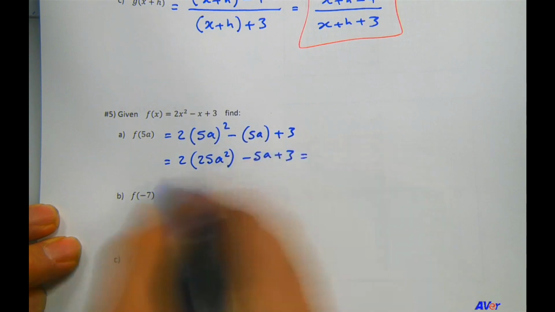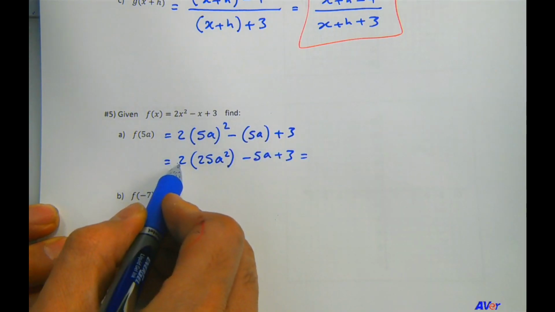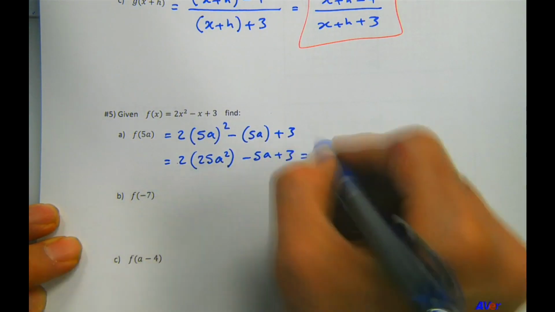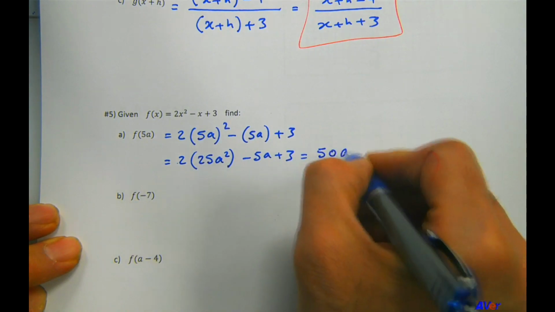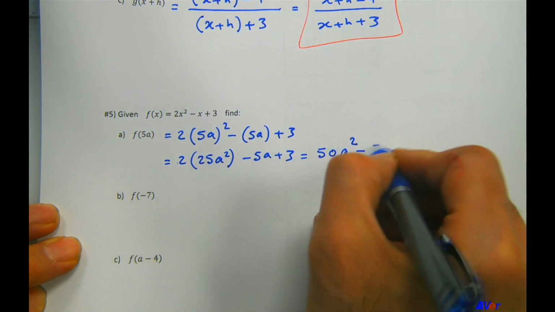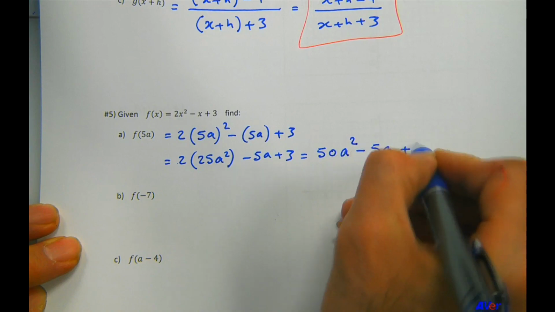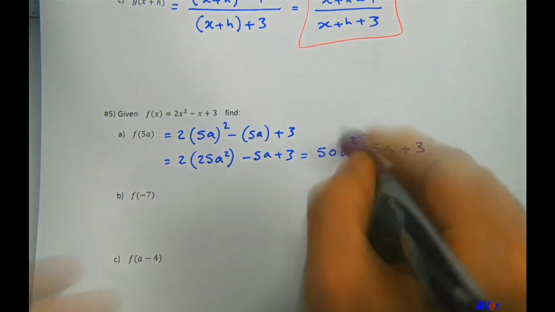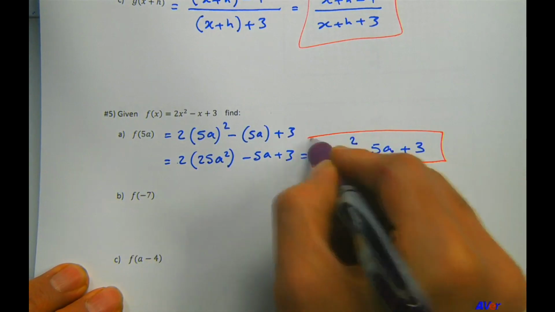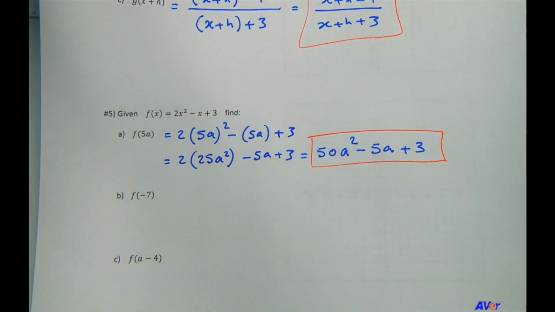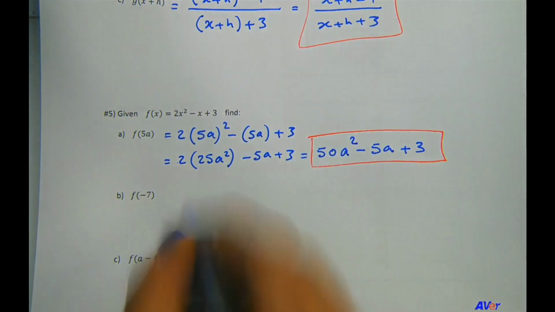Let me simplify it a little more because I need to distribute the 2 out here. 5a squared is 25a squared, and 2 times 25 is 50a squared minus 5a plus 3. Like that. Okay, I hope this agrees with what you have.